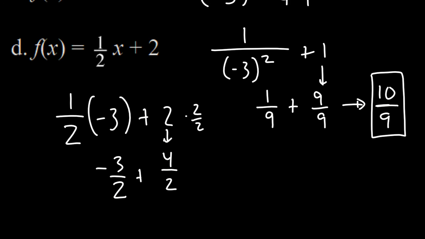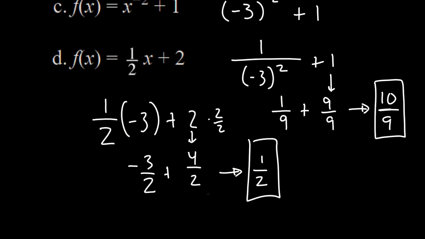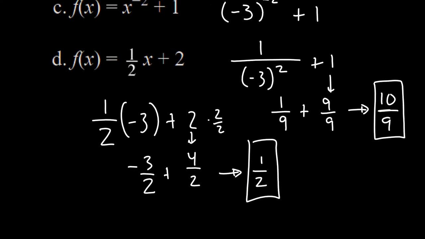And when I combine negative 3/2 and positive 4/2, I've got exactly 1/2. Negative 3/2 plus 4/2 is positive 1/2. So for D, when negative 3 goes into that function, 1/2 is the output. Let's move on to question 66.